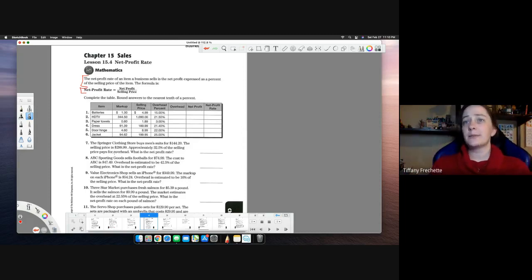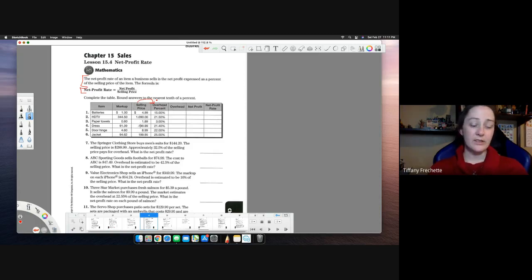They do want us to complete this table and round our answers to the nearest tenth of a percent. So part of this table requires us to understand the overhead calculation from the previous sections. So the overhead calculation is literally just the selling price times the overhead, and that will give you the overhead amount, how much it actually costs, not just the percentage of what it costs, but how much it actually costs to keep that item in stock in the store.